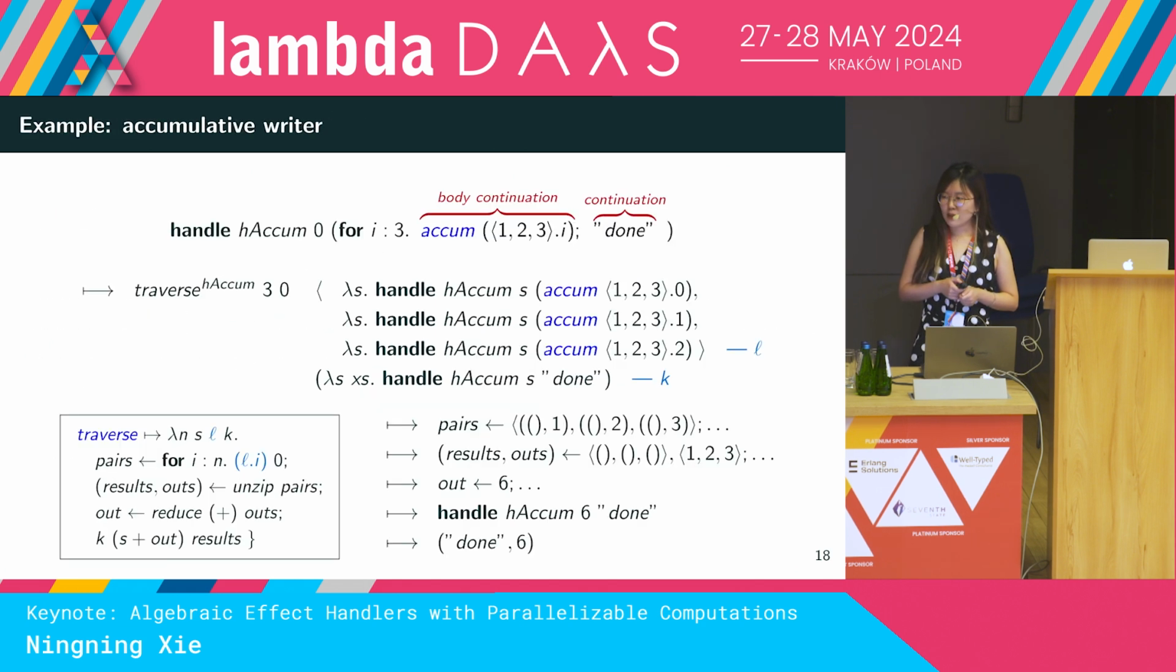So this example demonstrates how we support parallel computations in the presence of algebraic effect handlers by asking the user to implement an extra traverse clause of effect handlers that are used to handle for expressions, as we interpret for as an effect.